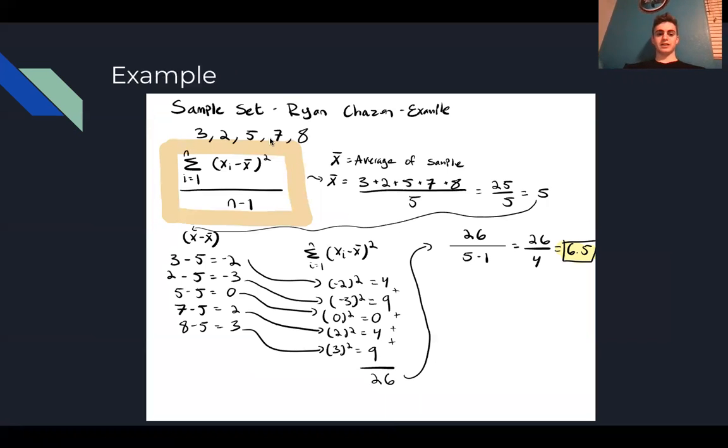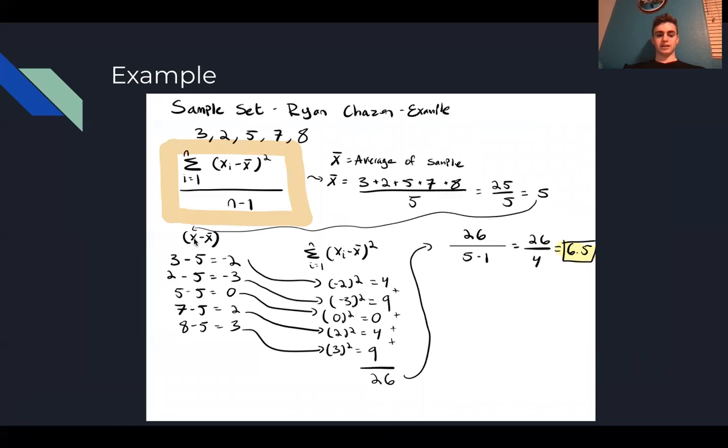So here I did an example. I chose a sample set, meaning we're going to be using this sample variance. And the data points are 3, 2, 5, 7, and 8. So the first thing I did was find the average of the sample, x bar. To do this, I just added up 3 plus 2 plus 5 plus 7 plus 8 and divided that by 5. And that gave me 25 over 5, or 5. And so that means x bar is 5 for this equation.